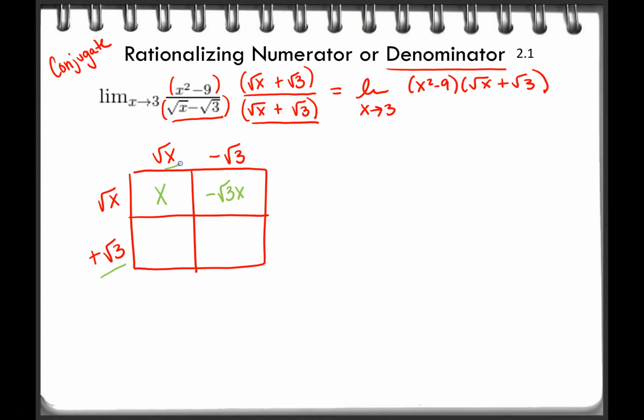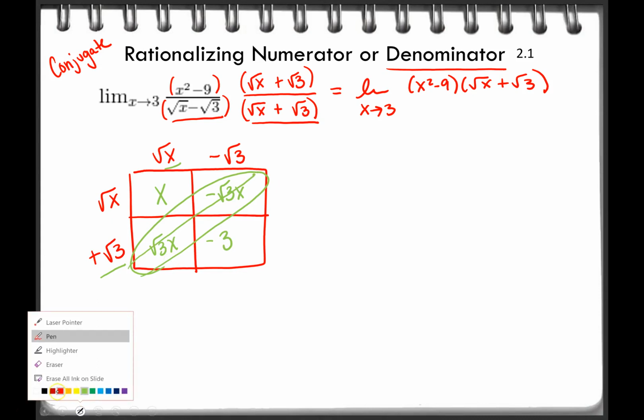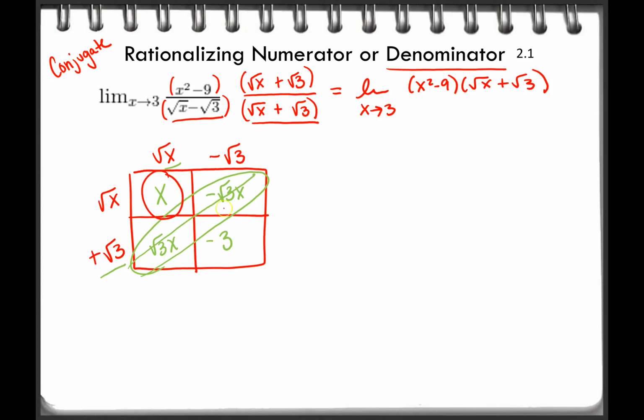Root 3 times root x is a positive root 3x. And we've got a root 3 times a negative root 3. Well, that gives me negative the square root of 9. Well, what's the square root of 9? It's just 3. So this just gives me negative 3. And look at this. What happens to a negative root 3x and a positive root 3x? They cancel. So what we're left with in my denominator is simply an x minus 3.